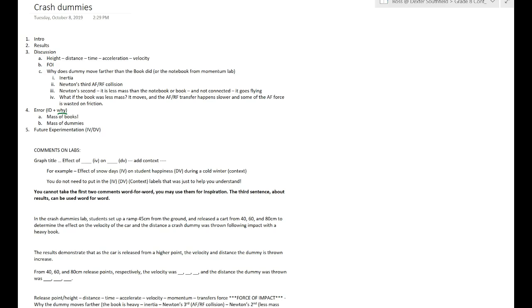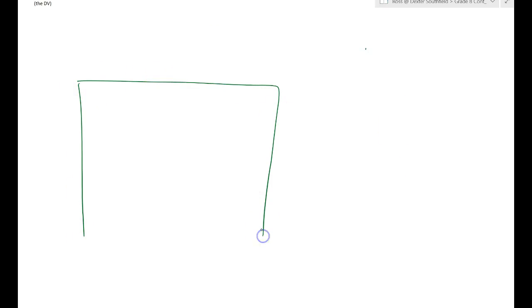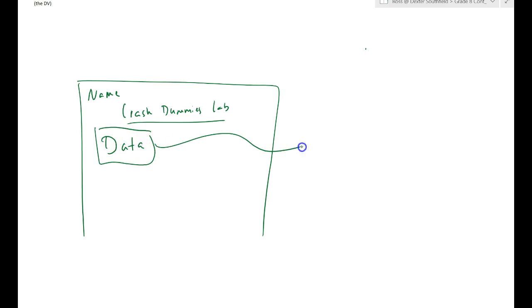So once again, your lab should be set up. Here's the Word document. You should have your name. You should have Crash Dummies Lab up at the top. Then you need your data table. And your data table should have all trials. And from those trials, you should have velocity. You should have the distance the dummy is thrown.